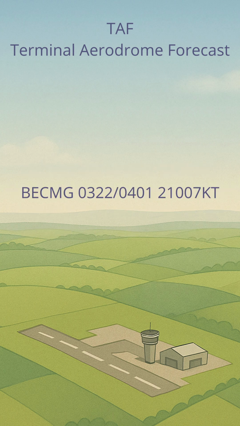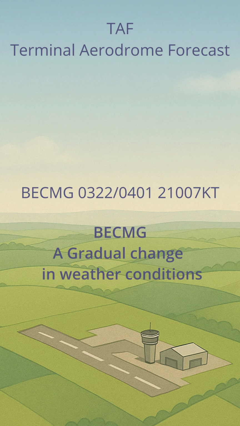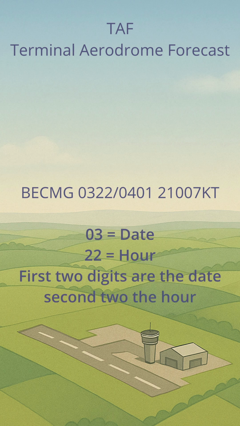On the first line of this example we have becoming. So BECMG is becoming, and it's a gradual change in weather conditions. The next one is the 8 digits, so it's 0322 0401. So that's the third at 22 until the fourth at 01. So the first 2 digits are the date and the second 2 digits are the time.